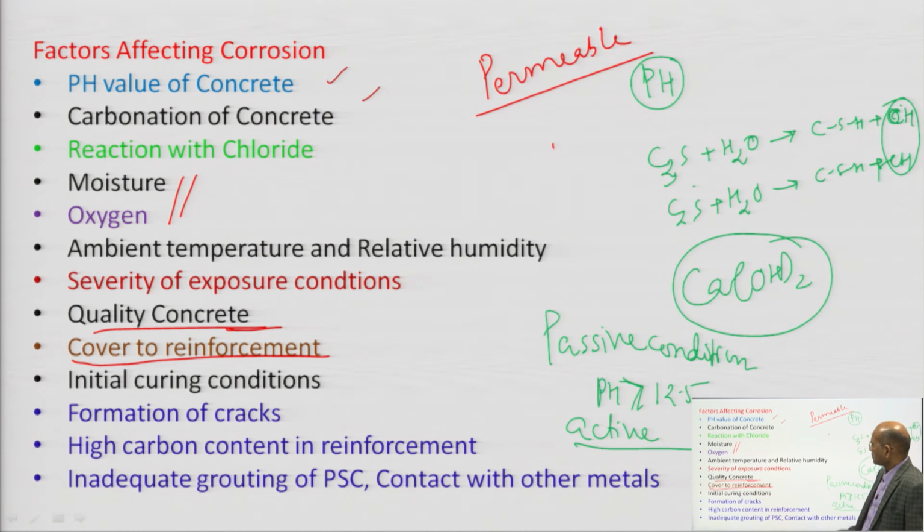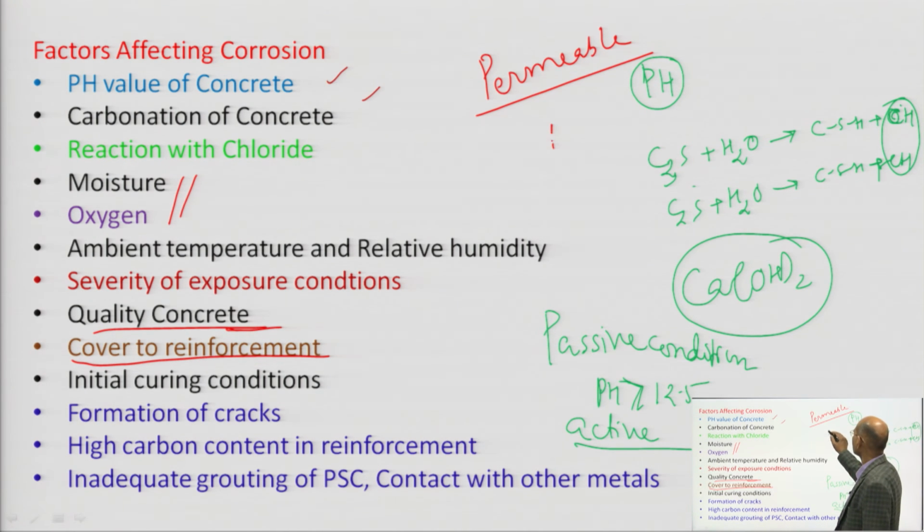Then we have initial curing conditions. So, what is initial curing condition? If the concrete has been cured properly at the initial stage, permeability will be improved. Permeability means concrete will be impervious in nature. So, in that case ingress of moisture, oxygen, chloride, carbon dioxide, all these agents will be very slow.